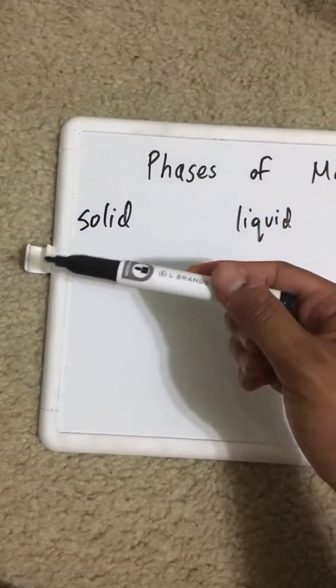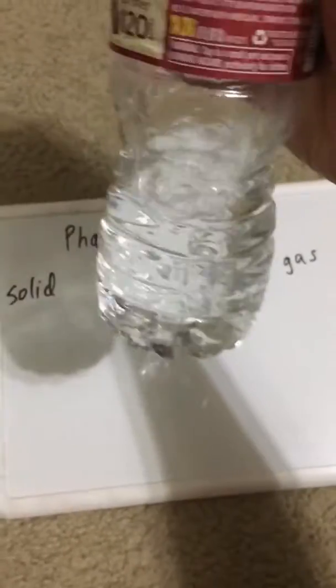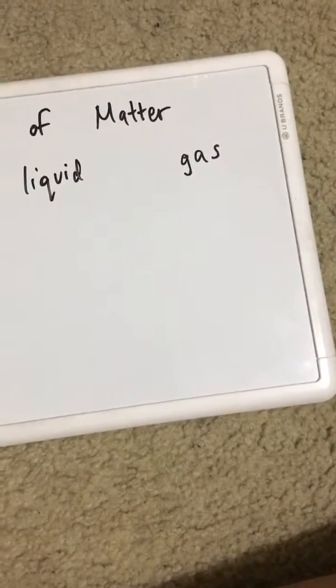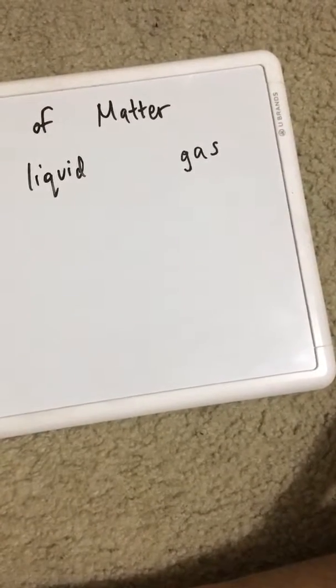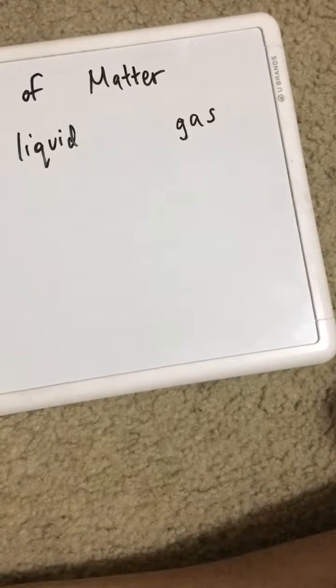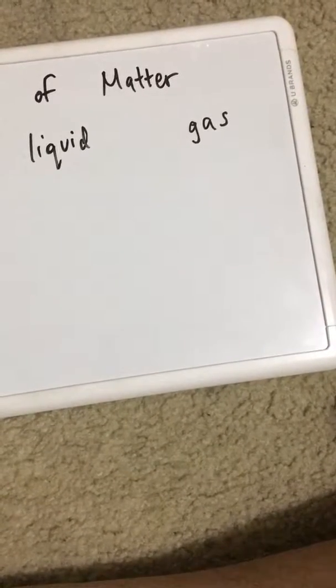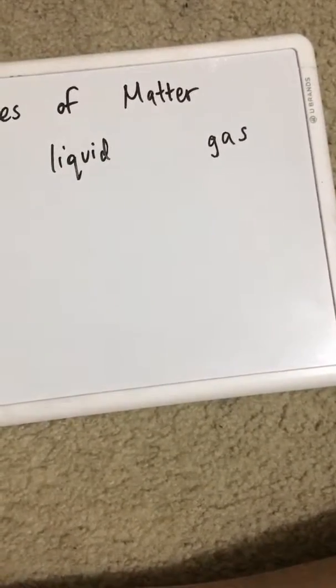It's a solid object. An example of a liquid is the water in this bottle. As you can see, that's what a liquid looks like. And an example of a gas: if you breathe in and breathe out, what you just breathed in and what you breathe out, that is gas. Everything around you is gas.